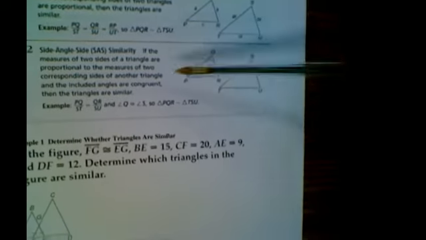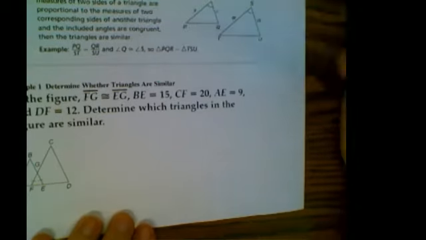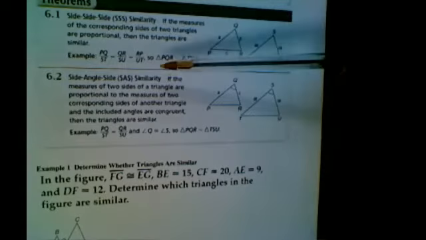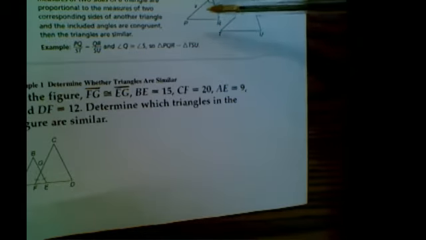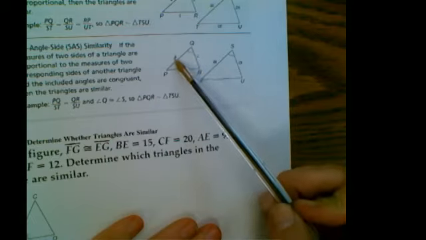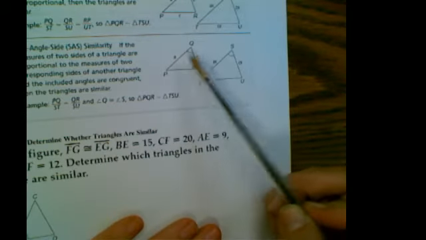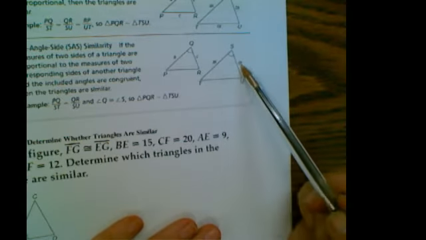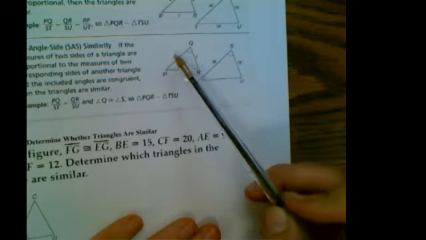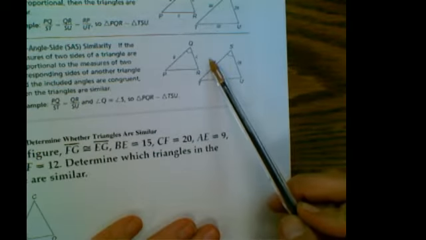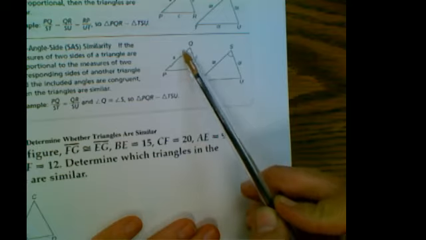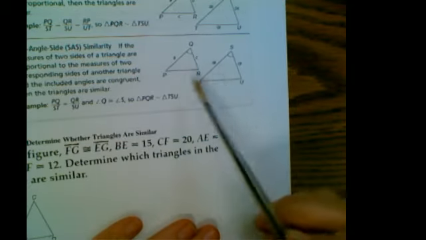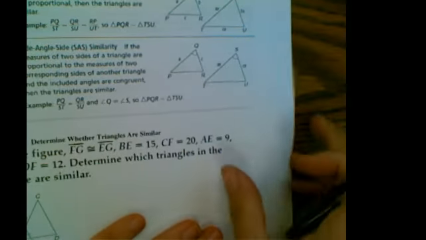The last one we have is side, angle, side similarity. We also had that for congruence, same with side, side, side. So we also have those for similarity. So side, angle, side, just like with congruence, they have to be in order. So side, angle, side. I didn't skip anything. Side, angle, side. If the measures of two sides of a triangle are proportional and they have that included angle congruent, then you can say that those two triangles are similar.